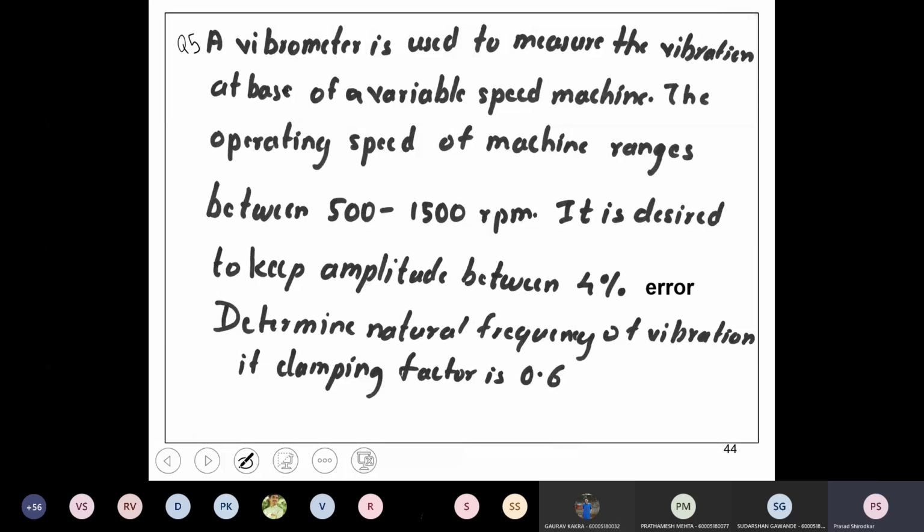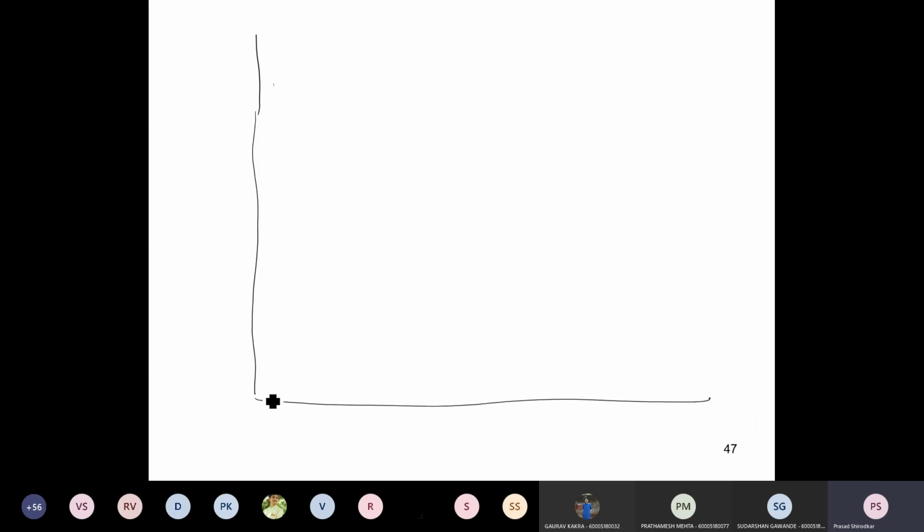Okay, now the next question is that 4% error. Now this needs a little bit of graph. So construct a graph of z by y on the y-axis and frequency ratio on the x-axis. All graphs start from 0. So I will mark z by y on the y-axis and then a point at z by y equal to 1 and r equal to 1. That is resonance. And then draw the graph.